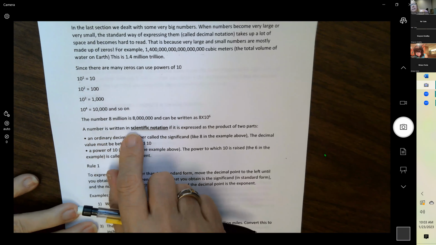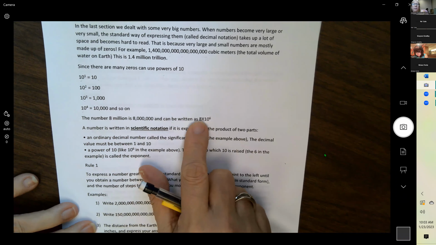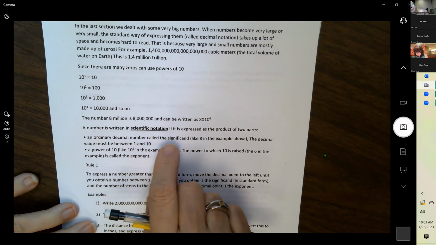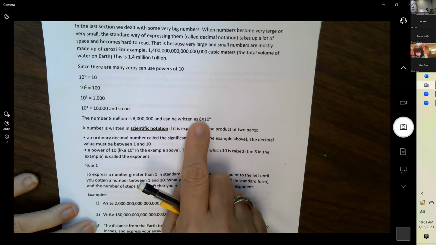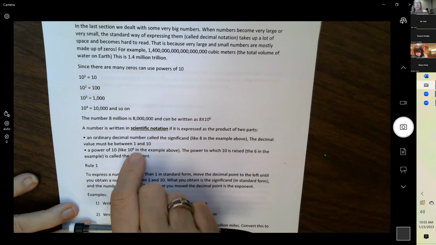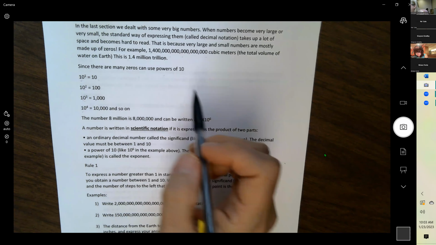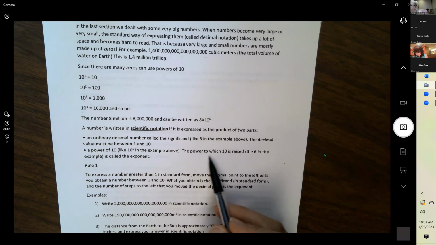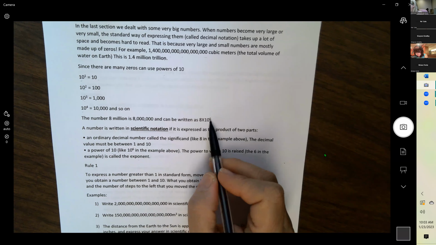A number is written in scientific notation if it is expressed as the product of two parts. This is the one part times the other part. An ordinary decimal number called a significand, like 8 in the example above, the decimal has to be between 1 and 10. It cannot equal 10. So it has to be between 1 and 10. A power of 10, like 10 to the 6th in the example, the power to which 10 is raised is called the exponent. So in this case, the 6 is your exponent.